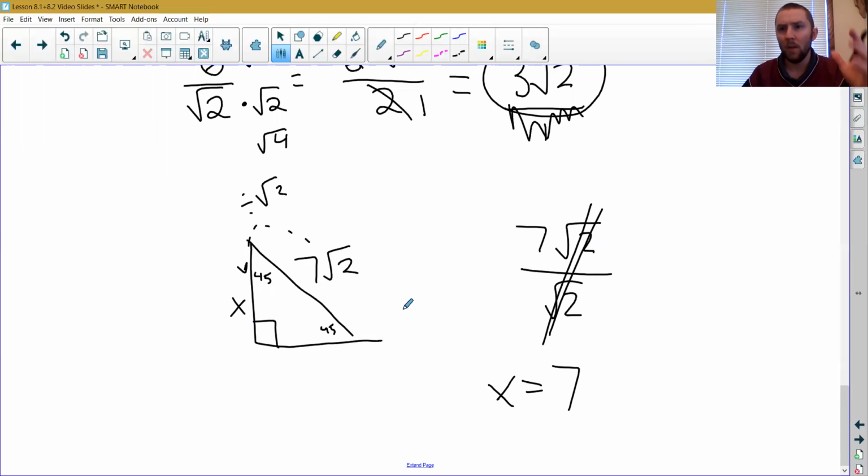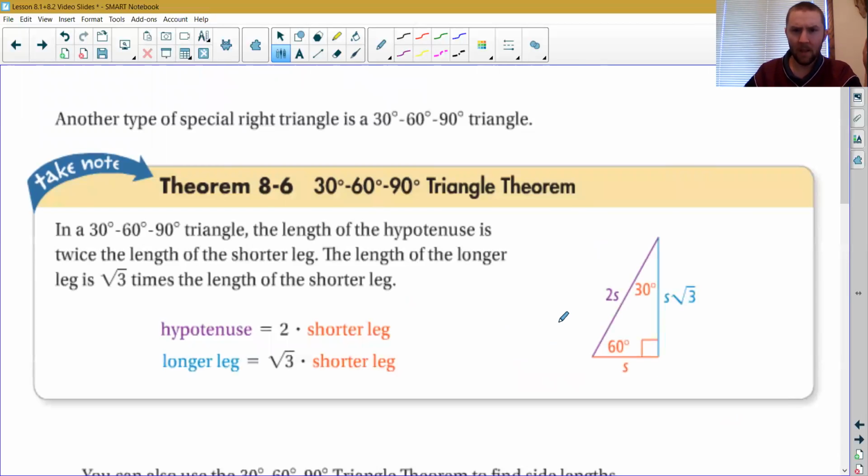So using this idea of multiplying or dividing by radical 2, we can find the length of any side length in a 45, 45, 90 triangle. Okay, there's another type of special right triangle as well, which is called a 30, 60, 90 triangle. That's a triangle where we have a 30-degree angle, a 60-degree angle, and a 90-degree angle.